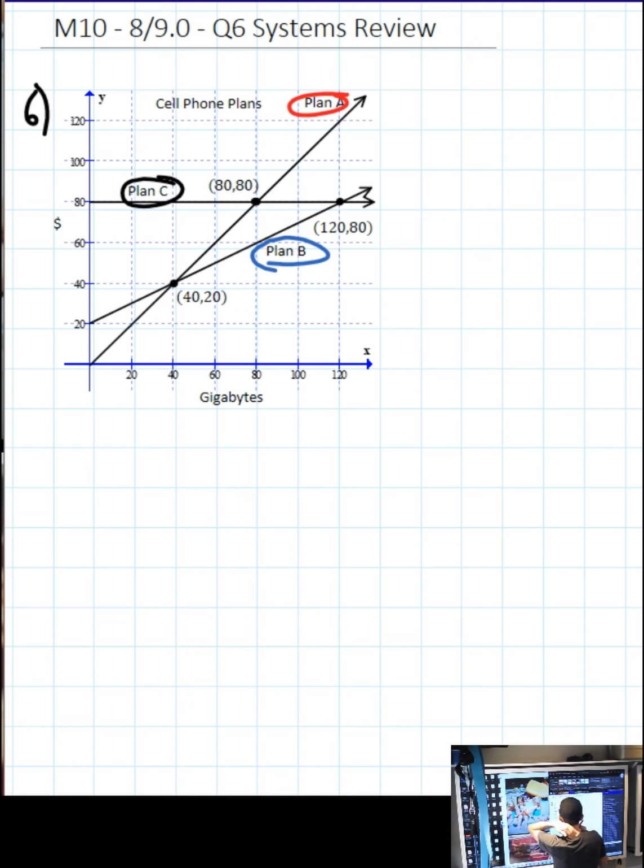So we always want to choose the cheapest plan. If we use between 0 and 40 gigabytes, we'll want to choose plan A. If we use between 40 and 120 gigabytes, we'll want to use plan B. And if we use over 120 gigabytes, we'll want to use plan C.